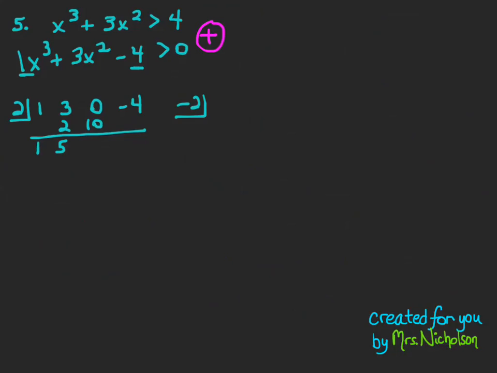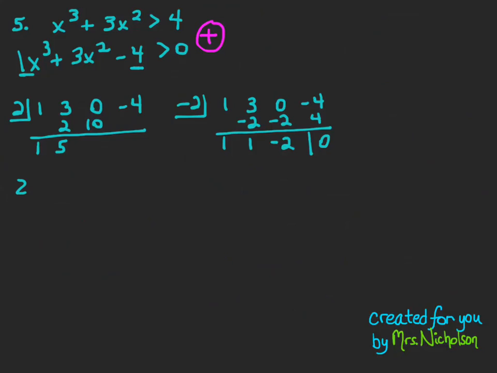Let's try negative 2. 1, 3, 0, and negative 4. I'm going to bring down the 1. 1 times negative 2 is negative 2. 3 plus negative 2 is 1. 1 times negative 2 is negative 2. 0 plus negative 2 is negative 2. And negative 2 times negative 2 is positive 4. Negative 4 plus 4 is 0. All right, so I found a 0. Negative 2 is going to be one of my zeros.